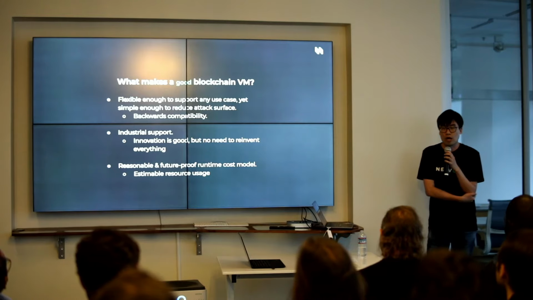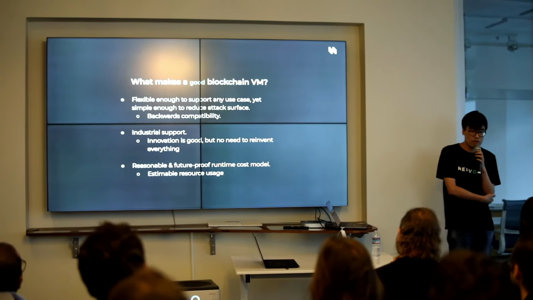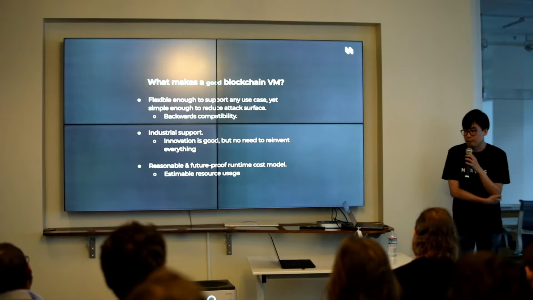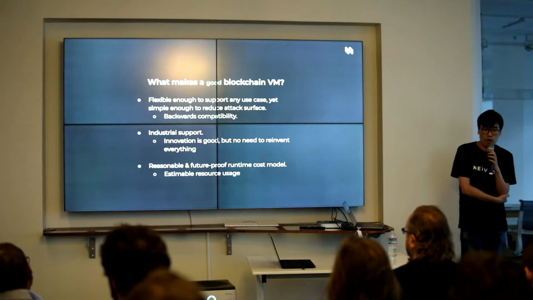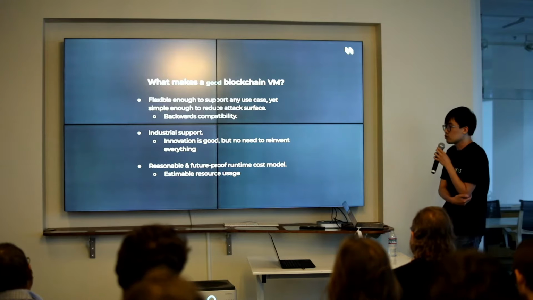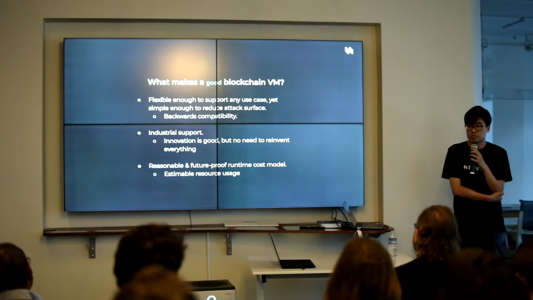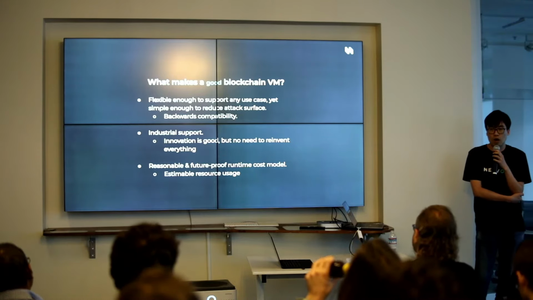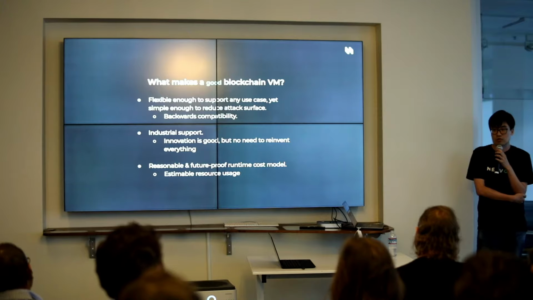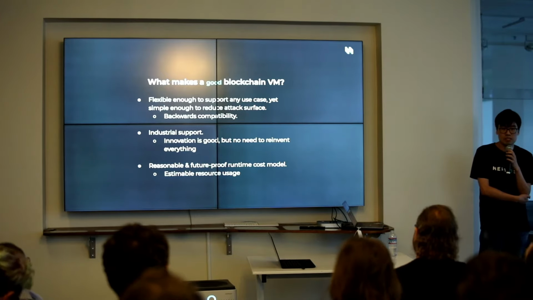But these are only requirements for a blockchain VM. We're also thinking about how we can make a blockchain virtual machine better. We did a retrospective and believe there are three main properties. The first is that a blockchain virtual machine should be flexible enough to support any case, and yet simple enough to reduce the attack surface. We can have a very complicated virtual machine that can solve any case, but a complicated one means more attack surface. More attack surface means it may not be secure enough, and it's also hard to do a security audit to make sure our VM is secure enough.